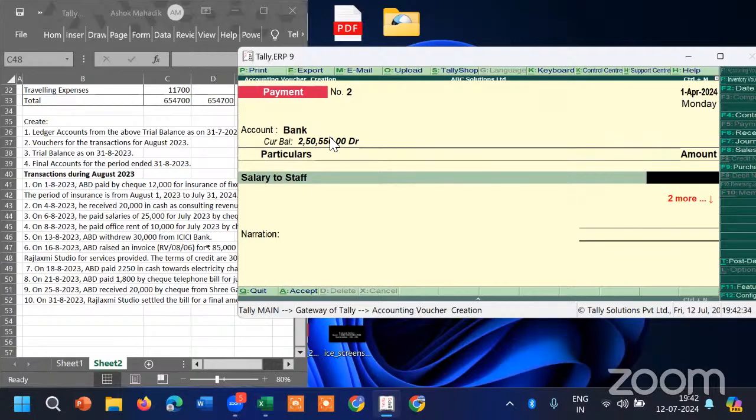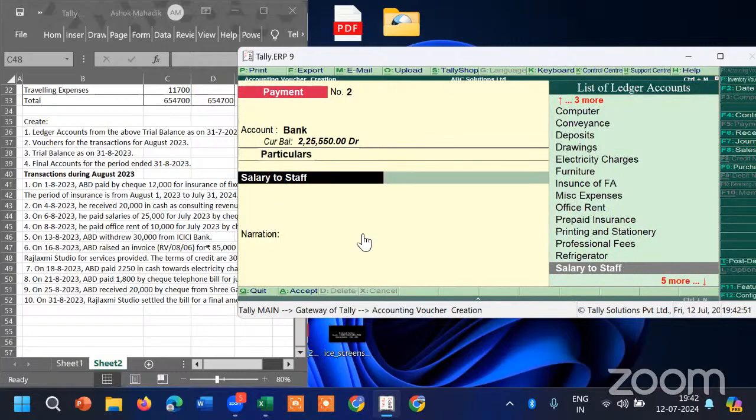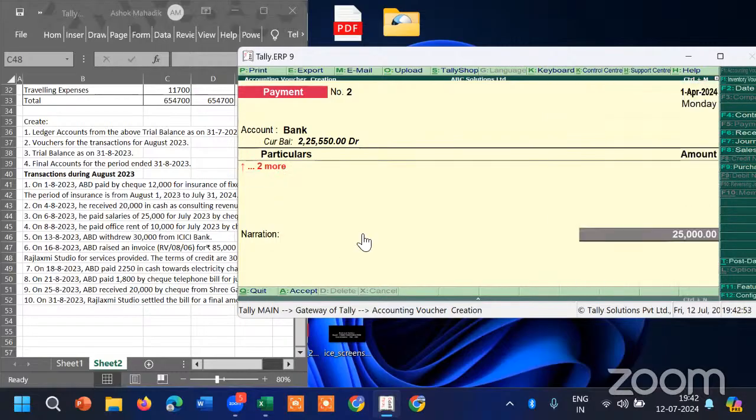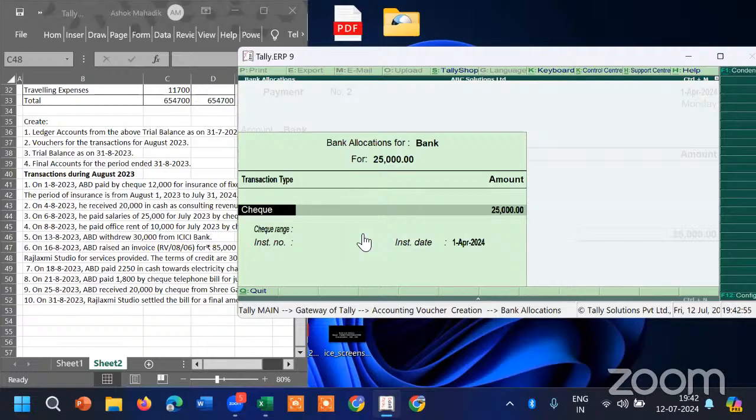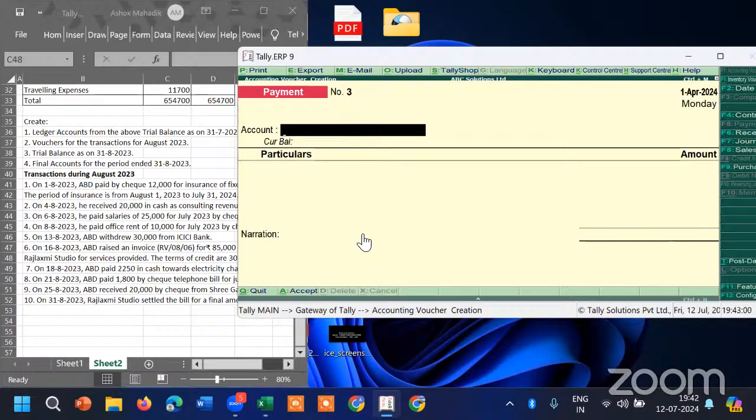At this level, I should not be explaining what the entry is for this. You must be aware of this. 25,000. Salary to staff 25,000. Clear? You can put the check details on.